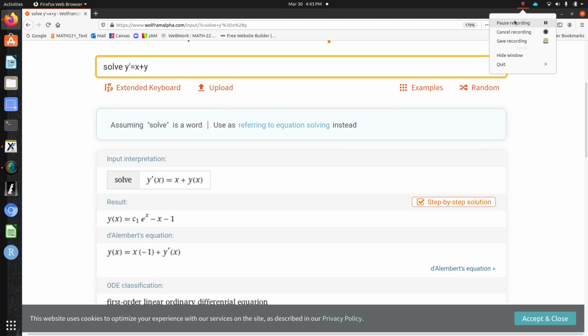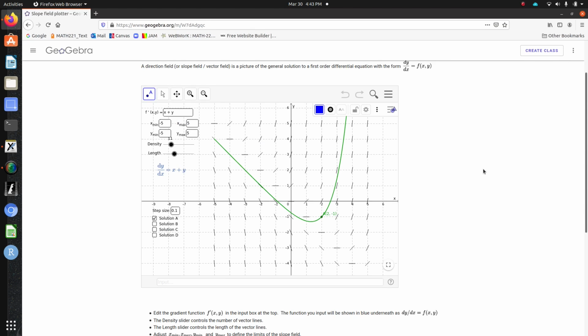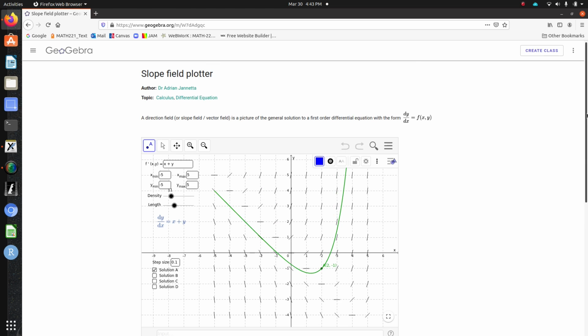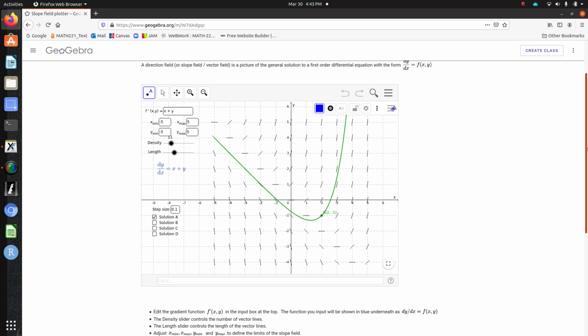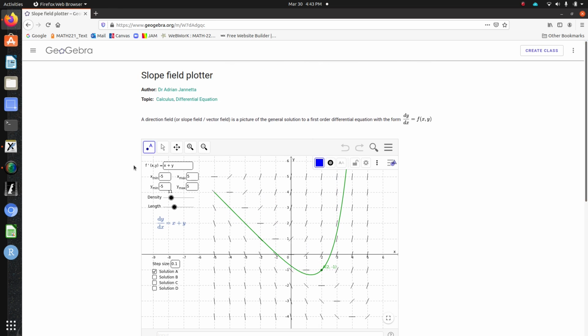Okay, next example. In fact, this is the default sample on GeoGebra. I didn't even realize that. But GeoGebra is not bad. What you do is you have to change the function in here, your x and y relationship.